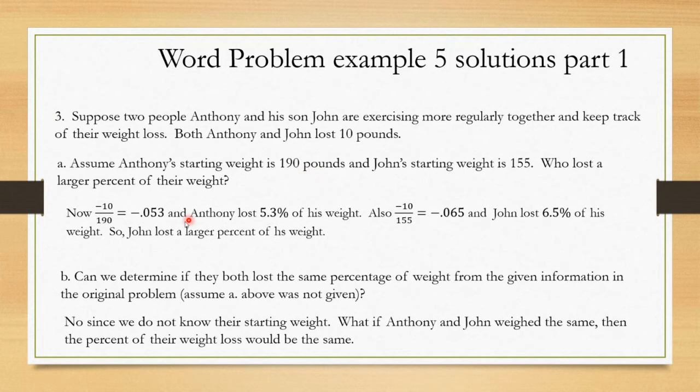The starting weight, they tell you, for Anthony is 190. And for John, the son, it's 155. So we have these calculations, right? On top, we have the absolute change, and we have the starting values on the bottom, and then we just do the calculations. And notice the absolute change, the numerator, has to be negative. They lost 10 pounds. They didn't gain 10 pounds.